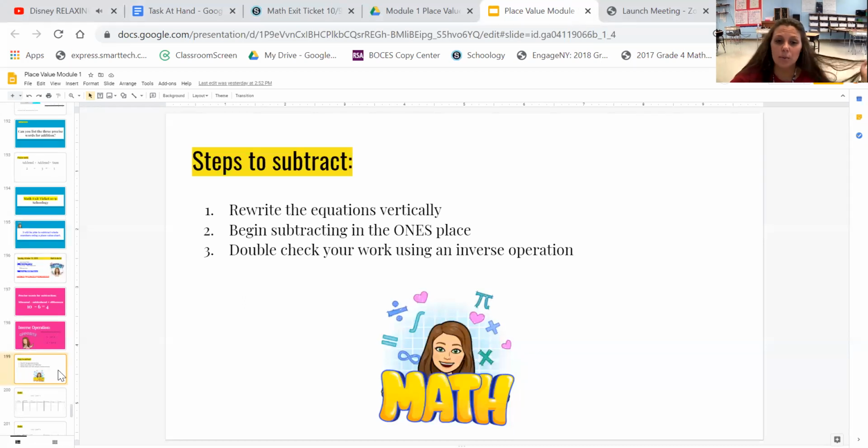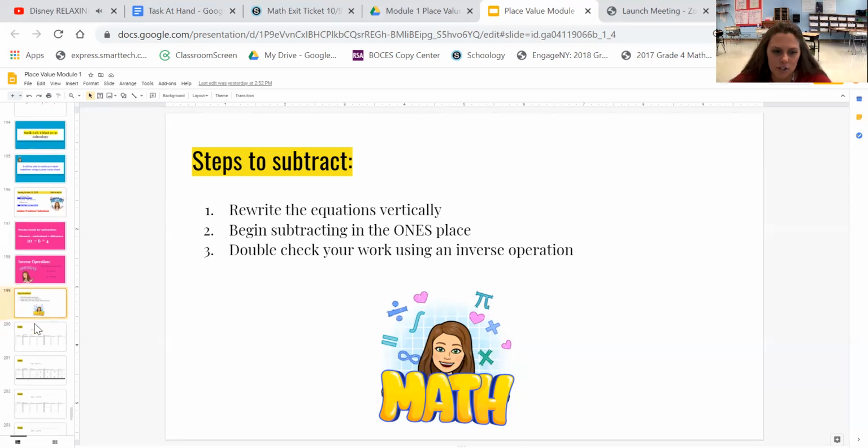Let's go over the steps for today. Step 1 is to simply rewrite our equation, but we're going to rewrite it vertically, making sure that we're lining up our place value. And then when we subtract, we start in the ones place and continue going with each bigger place value. And then last, we will check our work using an inverse operation.